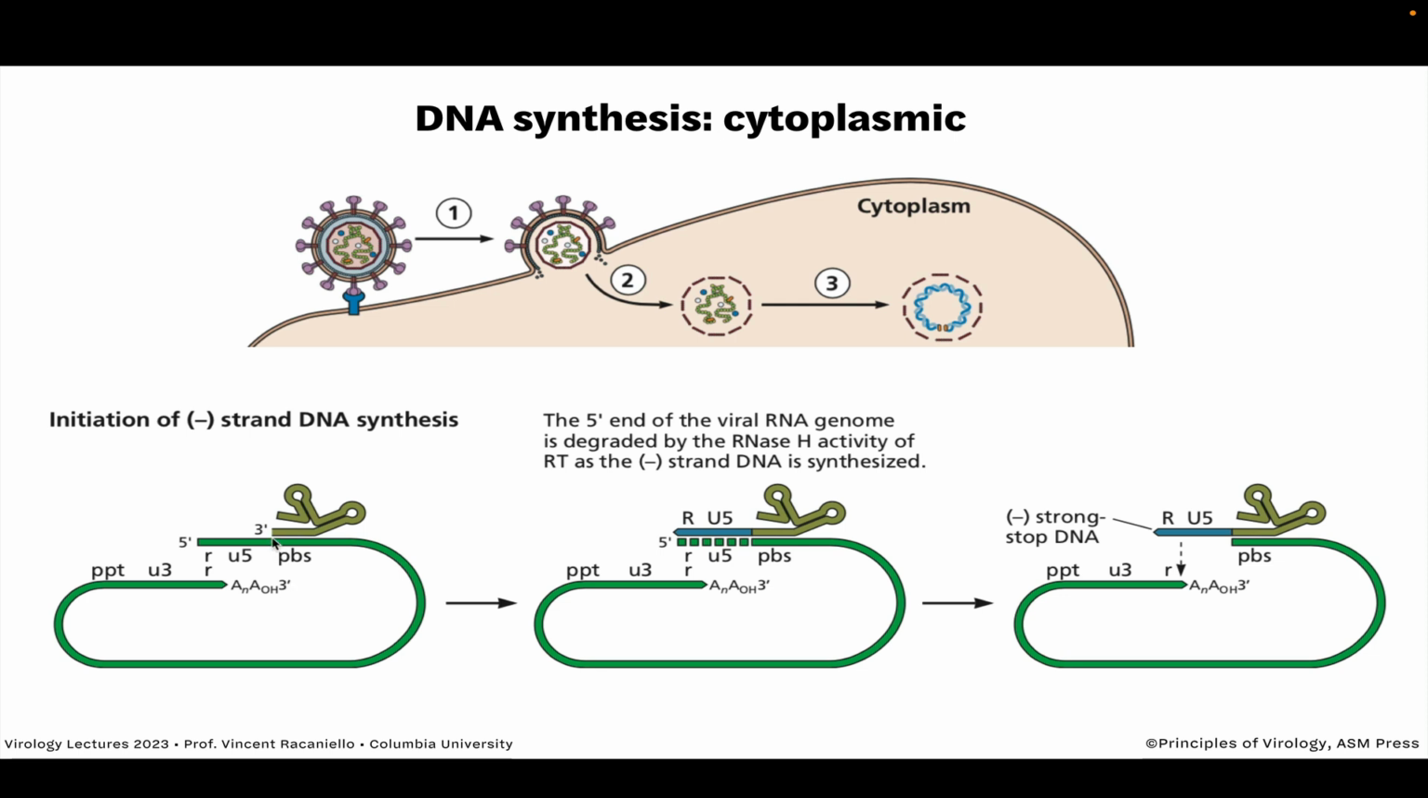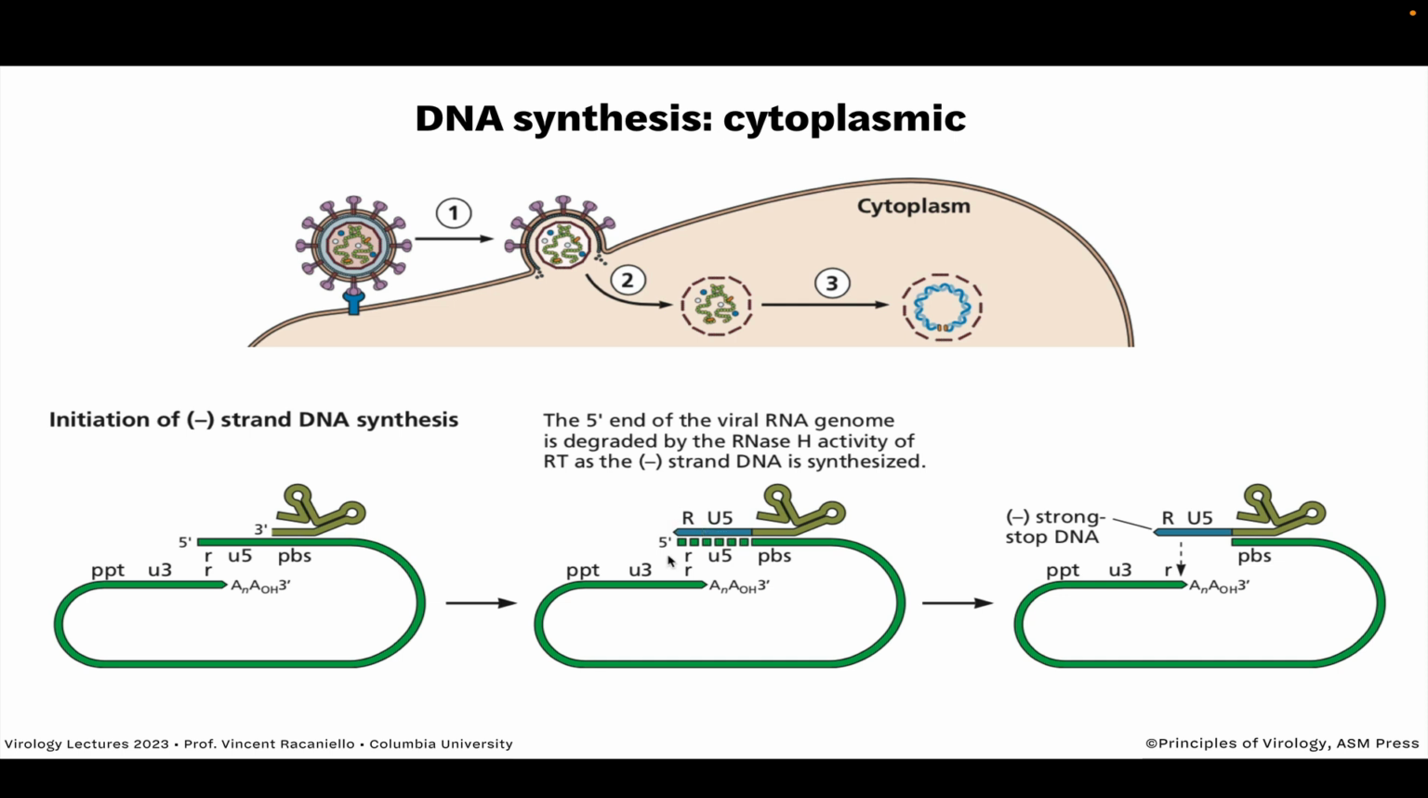The reverse transcriptase uses the 3' end of the tRNA as a primer and begins to synthesize DNA. The blue is the DNA here. And as it's synthesizing the DNA, it's chopping up the RNA. The RNase H activity of RT is chopping up the RNA. Because the RNA is plus stranded, that first strand of DNA is minus stranded. It's actually the wrong color here. It should be a light blue. I have to fix that in the next edition.